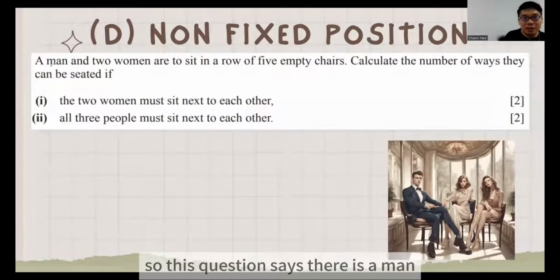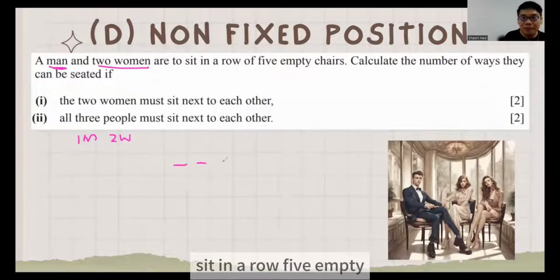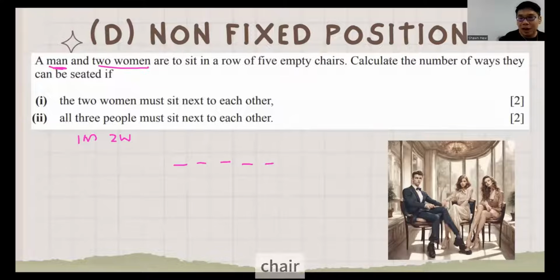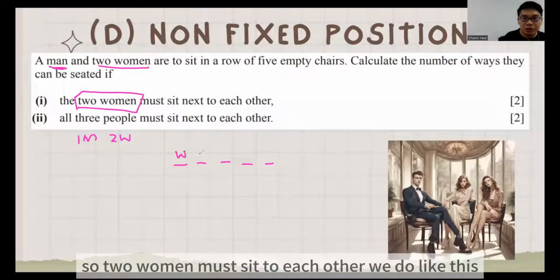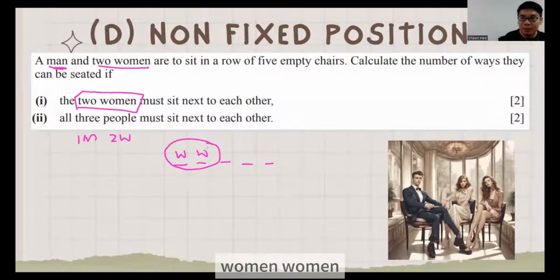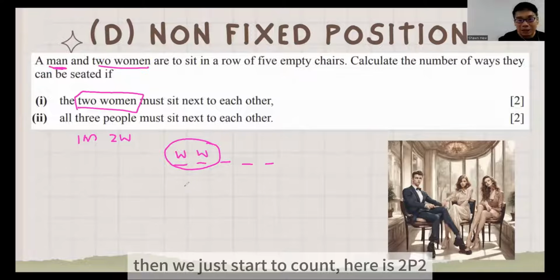We try one more situation of non-fixed position before we end the permutation part. This question says there's a man and 2 women sitting in a row of 5 empty chairs. In the first situation, they say the 2 women must sit next to each other. So 2 women must sit next to each other. We do it like this: women, women. And then the man can fit in any position here. So then we just start to count.